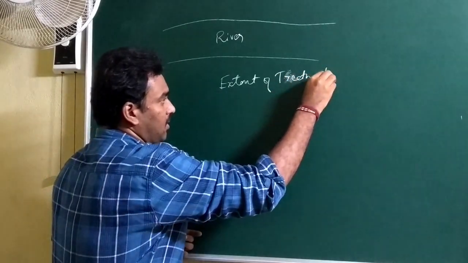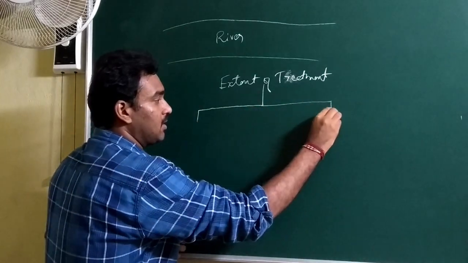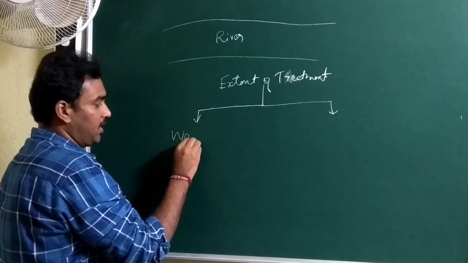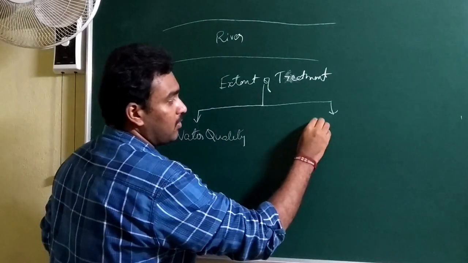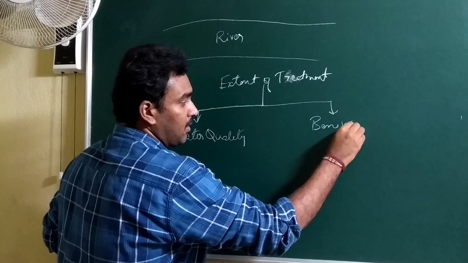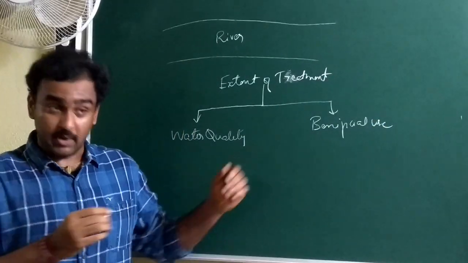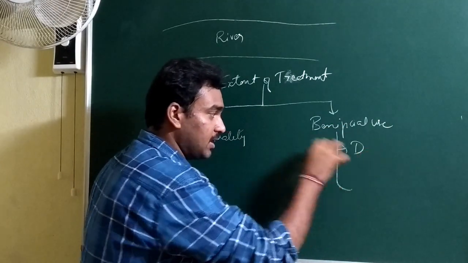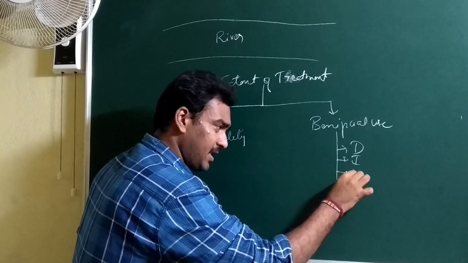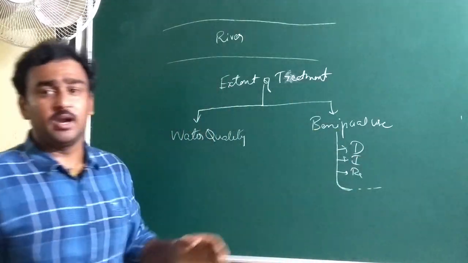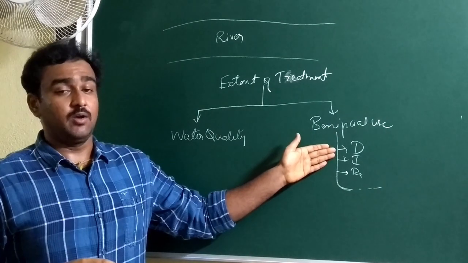Treatment will depend upon two things. That is, it will depend upon water quality and it will depend upon the beneficial use. So here the beneficial use might be domestic, it might be industrial, and it might be recreational purpose or etc. It might be any beneficial use. So for each beneficial use, we have to treat it to a certain extent.